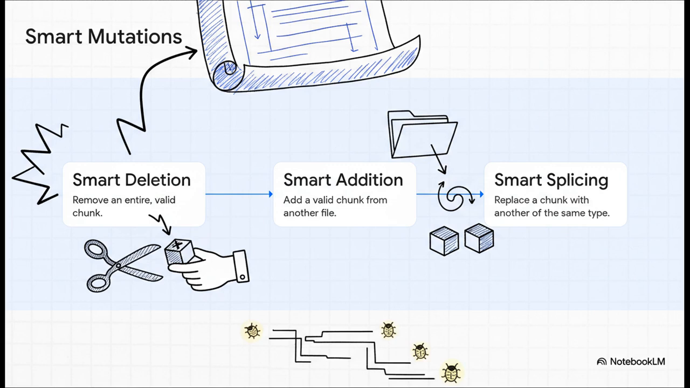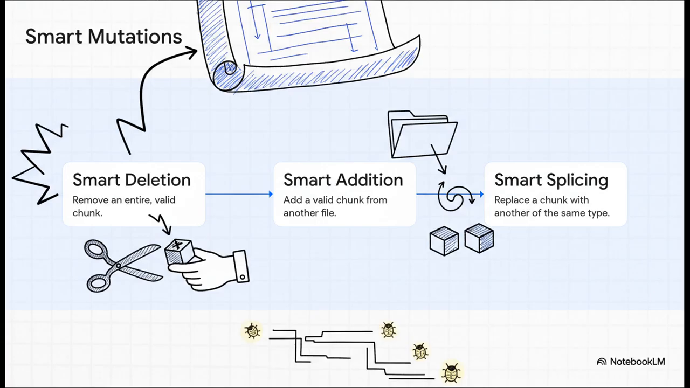It calls them smart mutations. Instead of just flipping random bits, it can perform surgery. It can intelligently delete an entire valid chunk. It can do a smart addition, grabbing a chunk from a completely different file and inserting it. Or it can do a smart splice, replacing one chunk with another valid chunk of the same type.